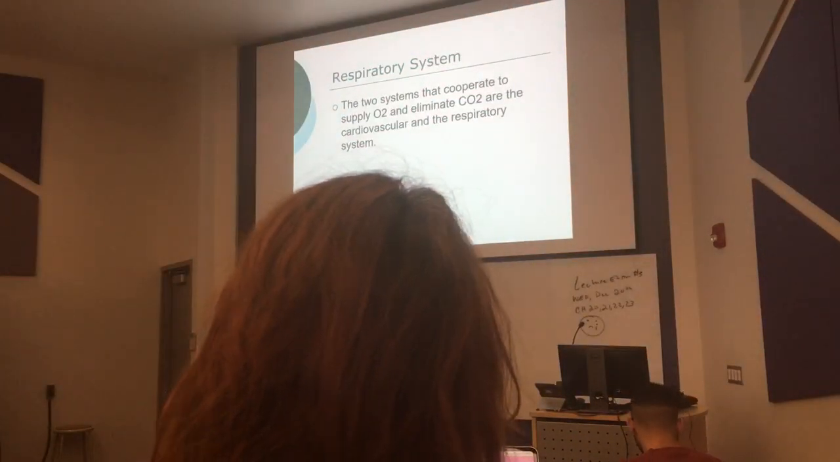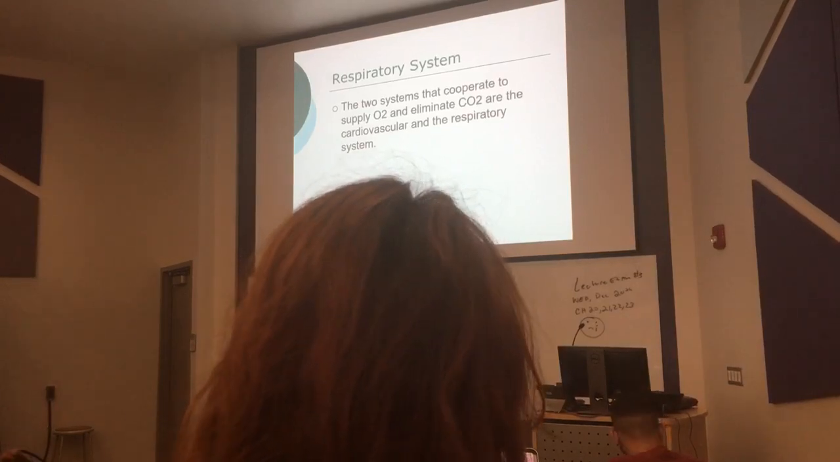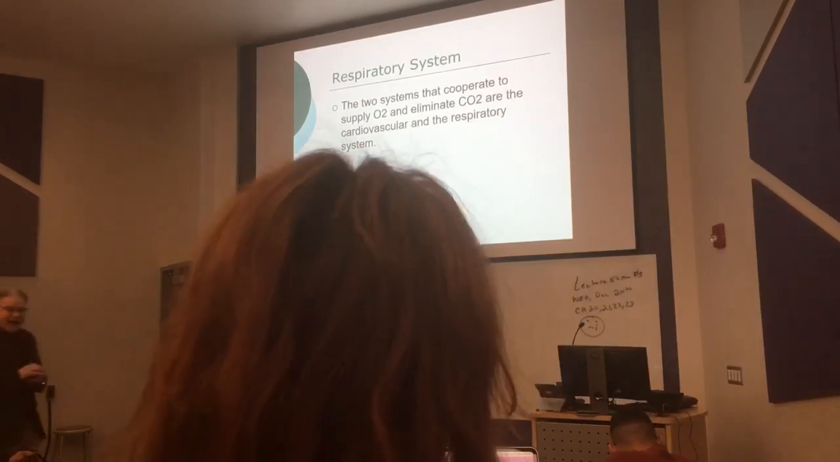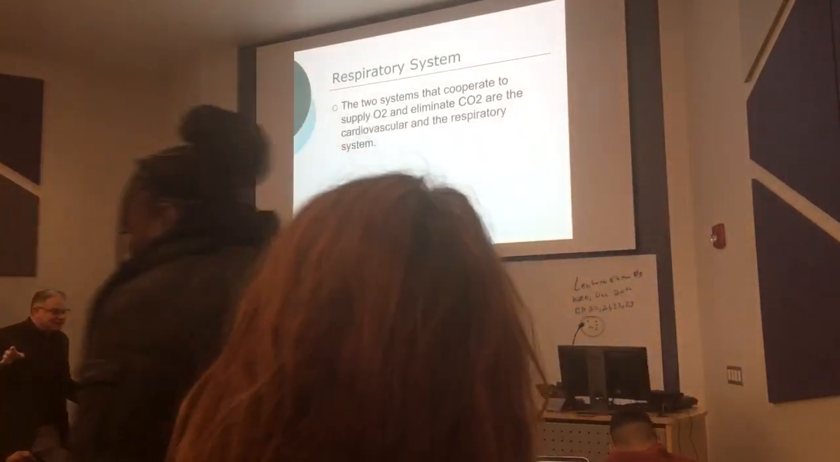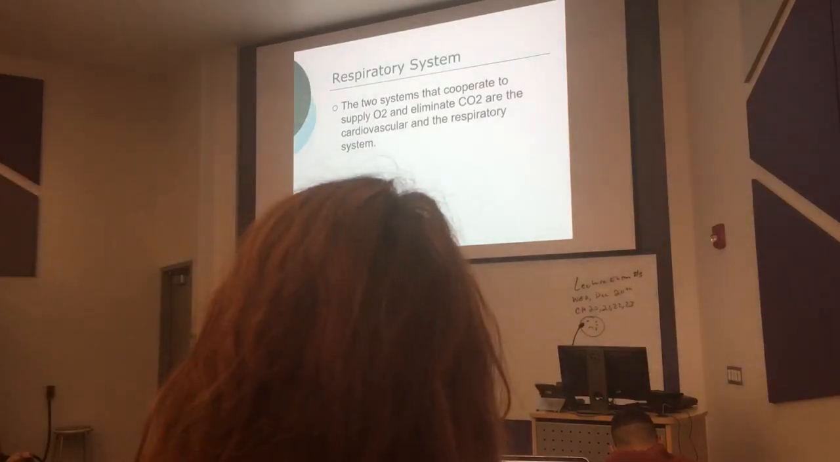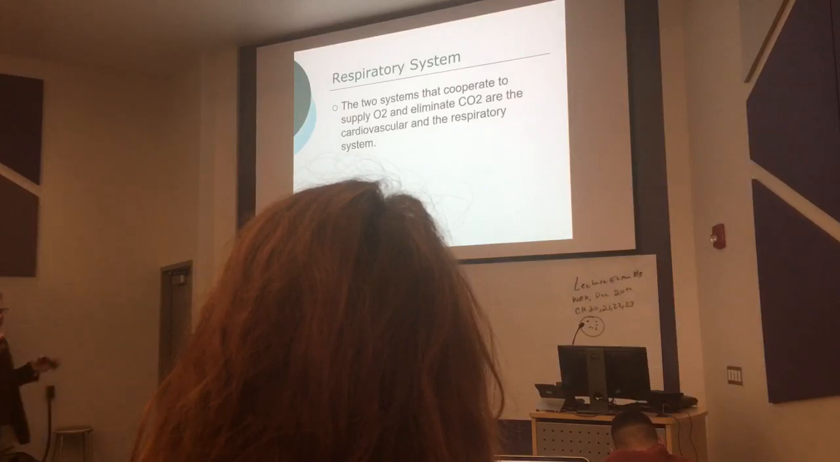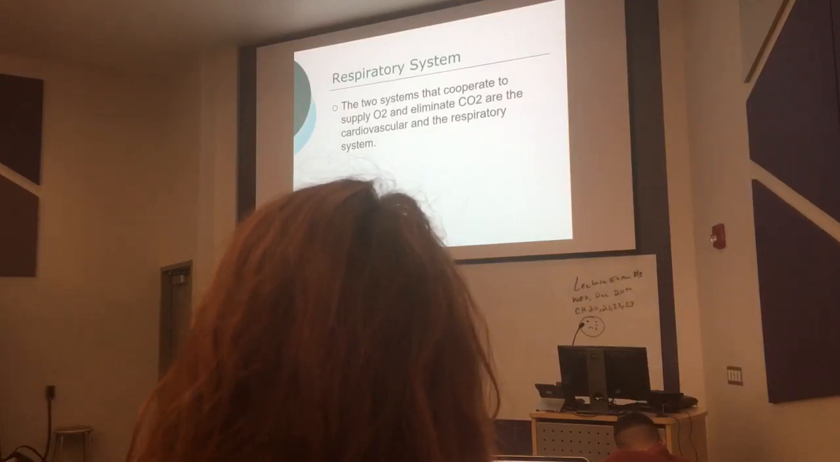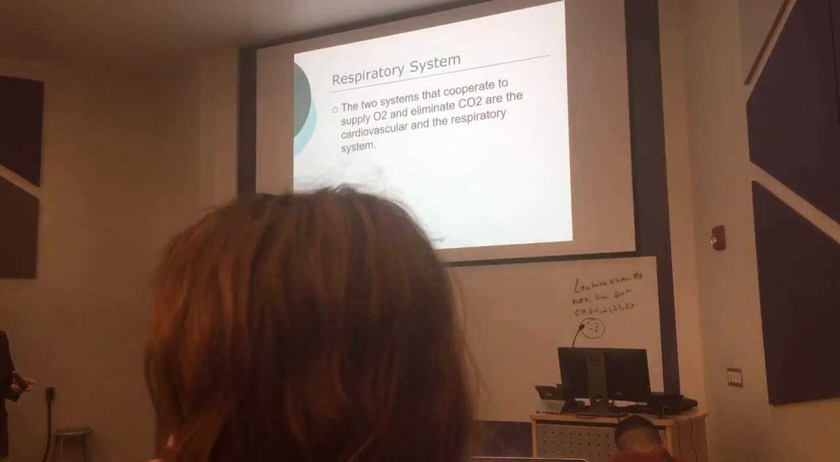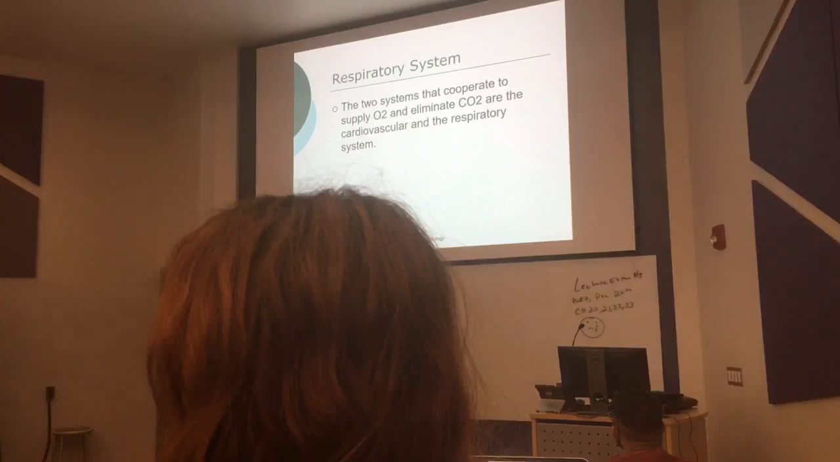The respiratory system and cardiovascular system work hand in hand. We're going to bring oxygenated blood to the cells of the body, and we're going to get deoxygenated blood away from the cells of the body. Failure of either of these two systems is going to disrupt homeostasis pretty quickly, because the cells are going to die from oxygen starvation or CO2 intoxication.